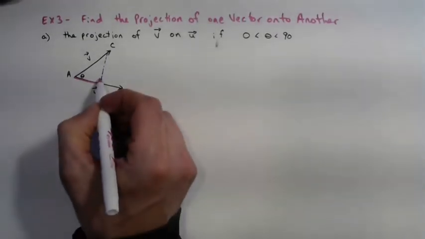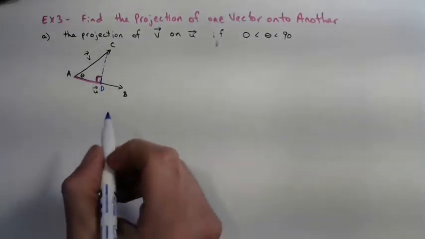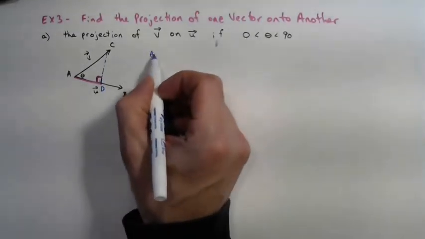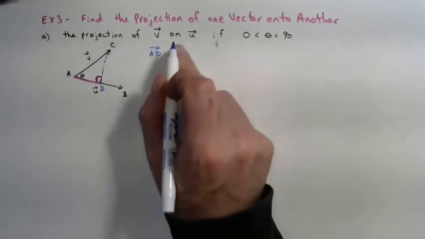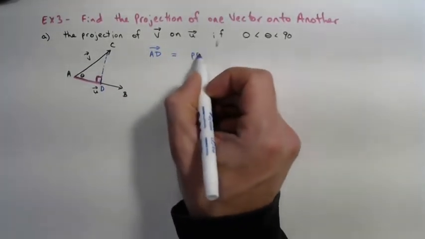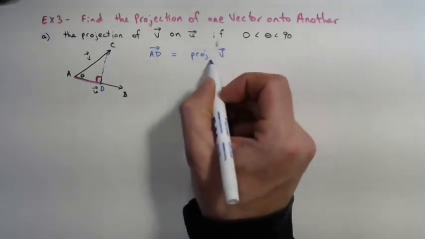So here's our diagram. I've got a right angle triangle. Keep it all nice and neat and organized here. So what did we just say? AD equals the projection, PROJ, of V onto U.